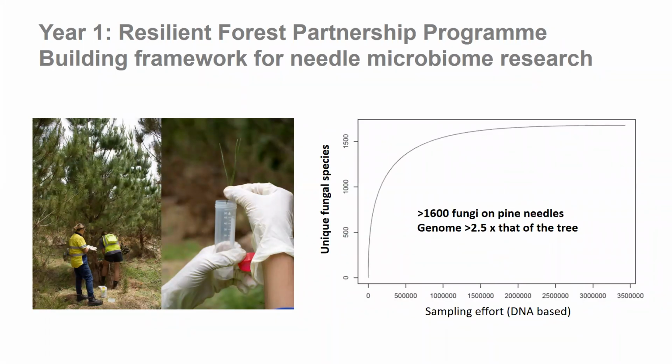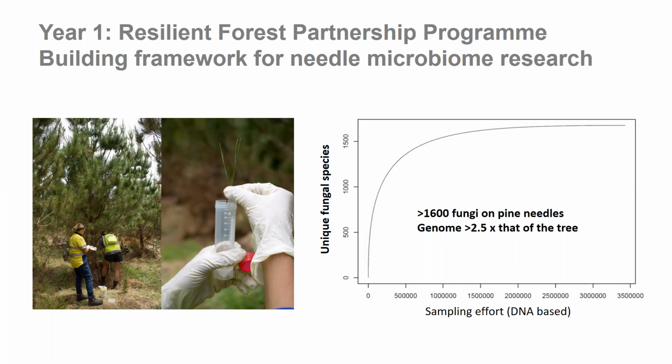Although year one was really about getting the framework established, some really interesting results are already emerging from this work. An example here is the expected amount of fungi, not even the bacteria, just the fungi, that we can expect on the pine needles of a single plant. There's more than 1,600 species that we've discovered so far. And that's probably the limit for this plant in this environment.